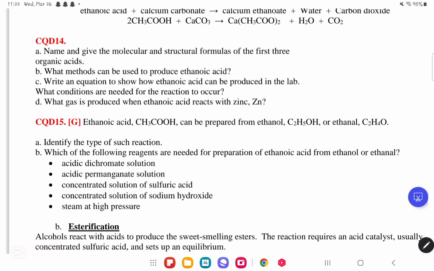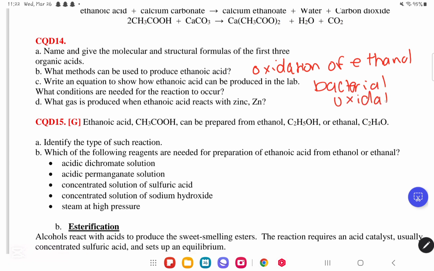For part B, they said what methods can be used to produce ethanoic acid. To produce ethanoic acid, it can be prepared by the oxidation of ethanol. And then another way is the bacterial oxidation during vinegar production.